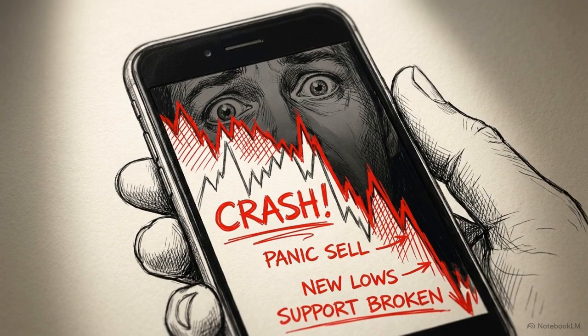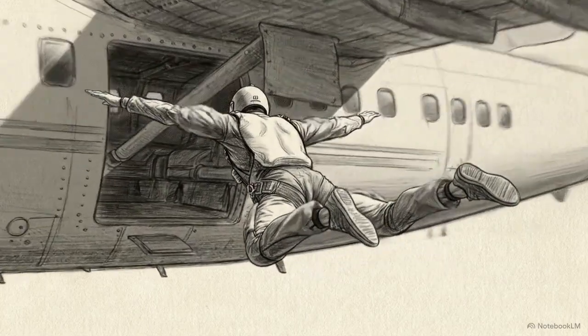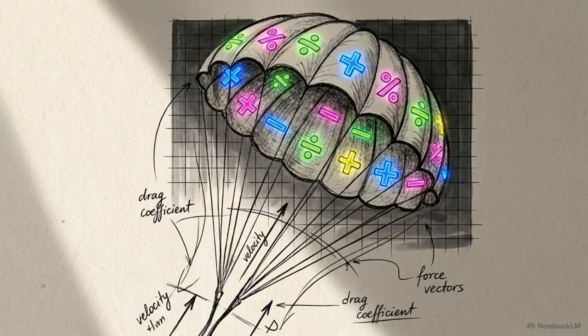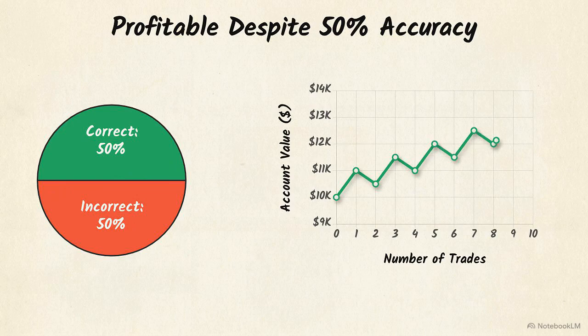Most new traders watch their capital disappear because they enter the market with no plan for the descent. They jump into these trades without a safety net, assuming the market will just naturally push them up. Survival depends on building a mathematical parachute. By calculating your risk before you buy, you can maintain long-term profitability, even if you only guess the direction of the market correctly half the time.